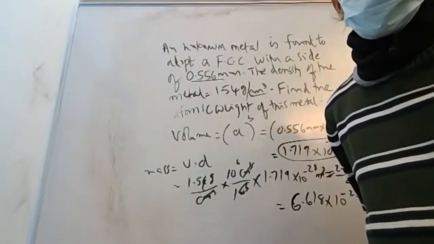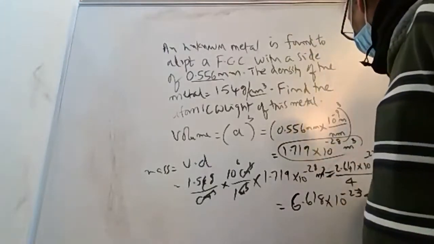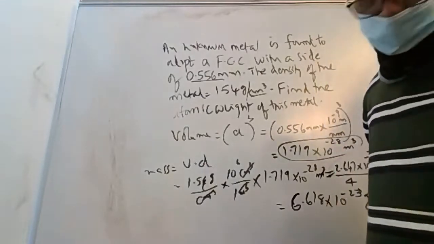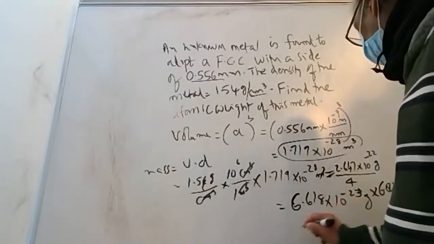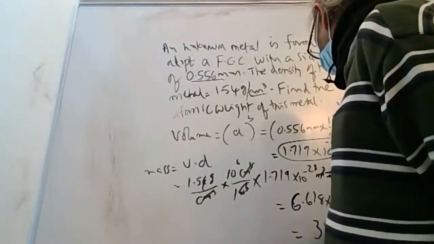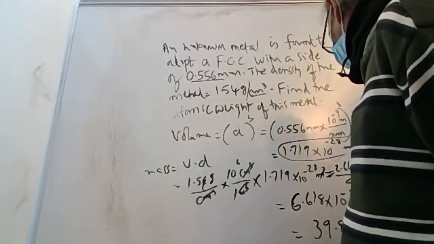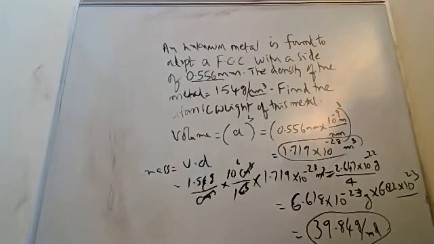So if you want to know the atomic weight, you take the mass of a single atom and multiply that by Avogadro's number, which is 6.022 times 10 to the 23. When you multiply that, you get the atomic weight, and the atomic weight comes to about 39.84 grams per mole. I'll give you 1 minute to digest all the stuff here.